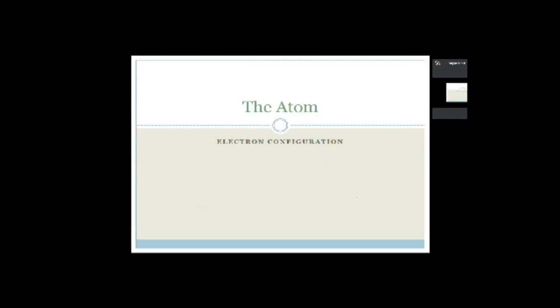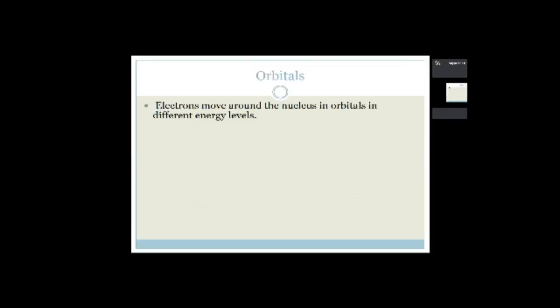Okay. Now we need to talk about the electron configuration. We've already spoken about orbitals, and we've said that electrons move around the nucleus in orbitals in different energy levels. There are four kinds of orbitals: s, p, d, and f orbitals, and for you guys in grade 10, you really just have to worry about s and p orbitals.